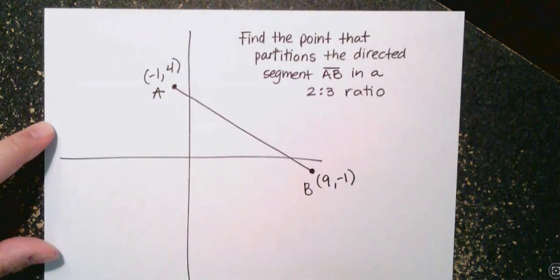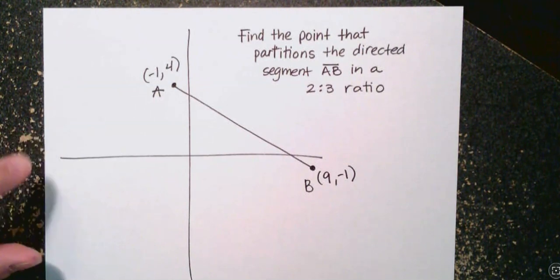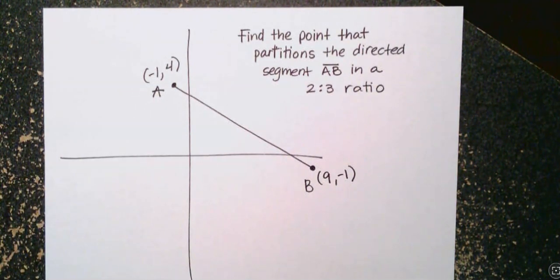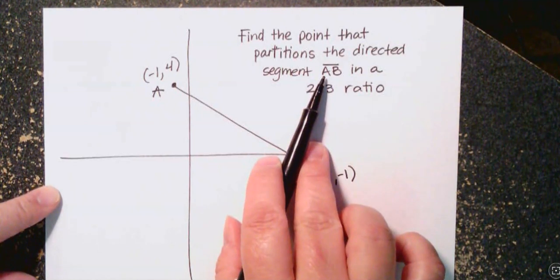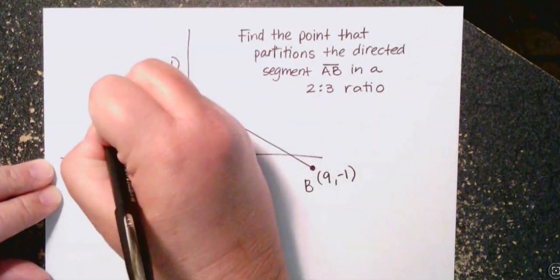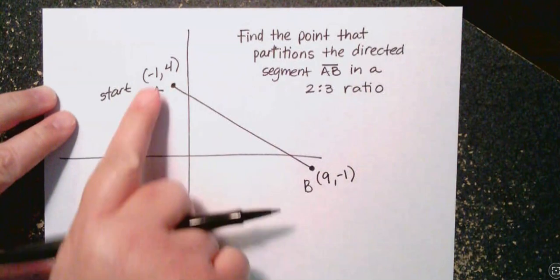All right, this one says, find the point that partitions the directed segment AB in a 2:3 ratio. Now, notice that this one doesn't tell you you're going from one point to another. It just calls it a directed segment. If it doesn't tell you which is the starting point, just start at the first letter of the segment name. So that's implied, and the starting place is A. It's a directed segment from A to B.